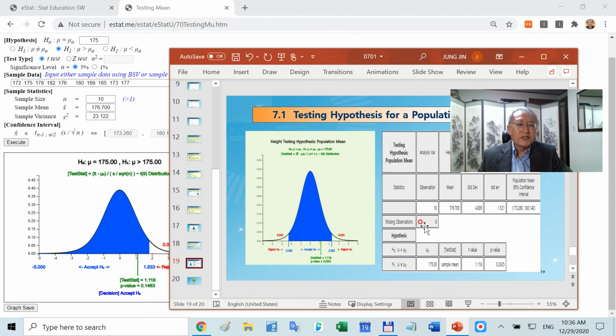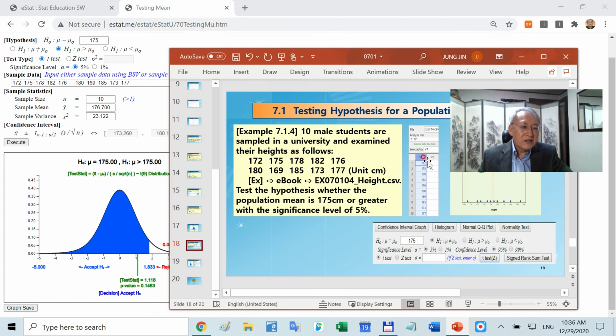Here's the output, same thing. Okay. You may use E-stat, not E-stat U. You may use E-stat and plug in data like this. You can use it in this module. You can do either E-stat or E-stat U. This example shows you E-stat practice. I just showed you the E-stat U module.